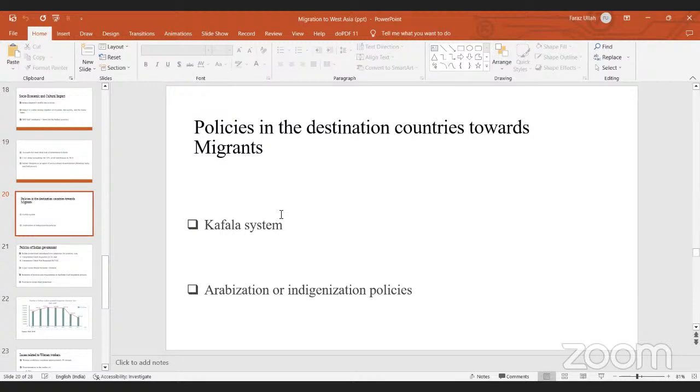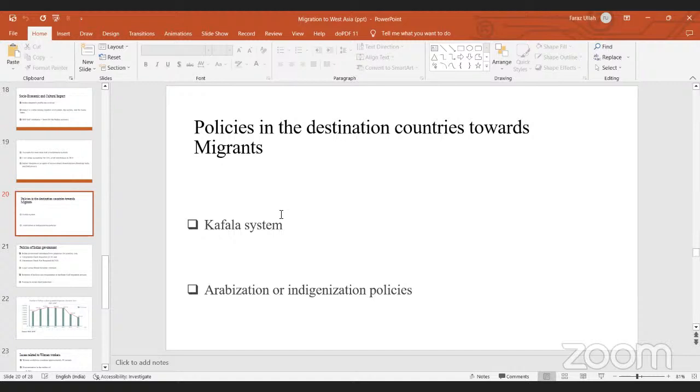The policies in the destination countries towards the migrant. The employment in the Gulf is regulated through the kafala system. The system ties the employer to the employee, which in turn exercises full control on him in terms of restricted mobility, confiscation of passport, low working and living conditions.